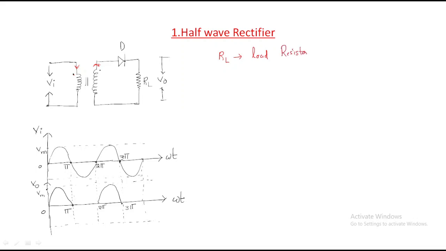This is useful to correct the output. So first our input is AC. What is our intention? We are giving the AC supply and we will get the DC supply. So look at the input waveform. The input waveform is like this. This is the Vi, which is nothing but the input waveform.